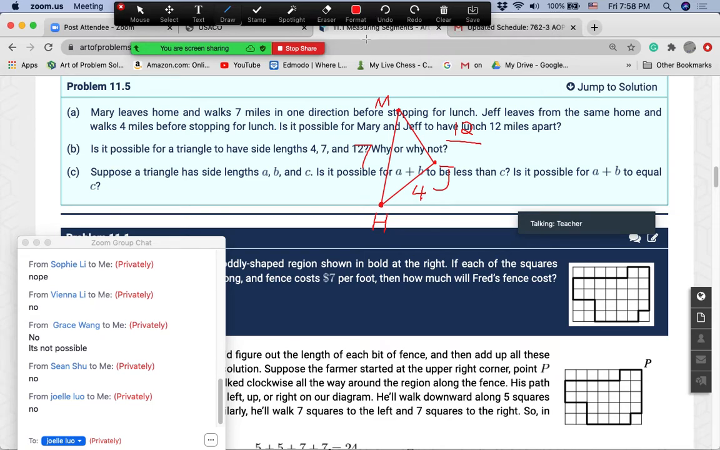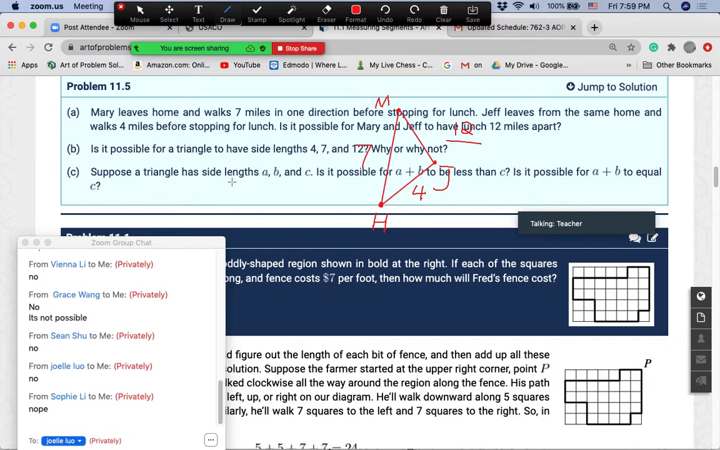Right. So now let's go to B. See, this one says, is it possible for a triangle to have side lengths 4, 7, and 12? Why or why not? Definitely, the answer is also no. That's not possible, because the sum of any two sides will definitely be greater than the other side. So if you have two sides 4 and 7, how do you get the other side equal to 12? That's not possible. Then C.